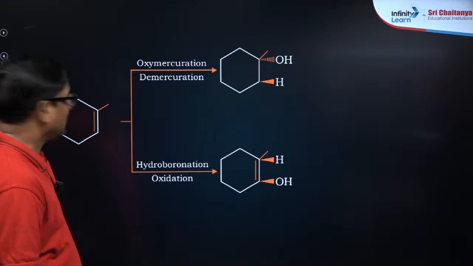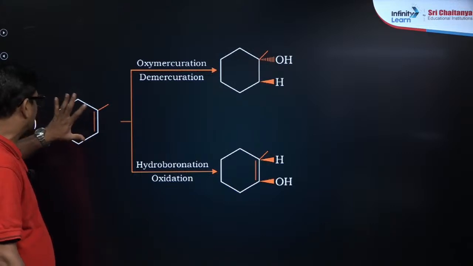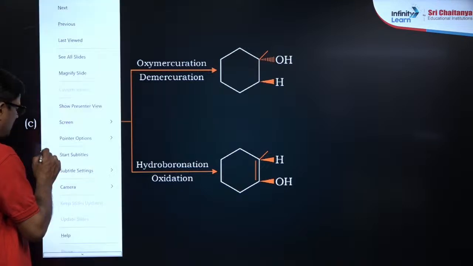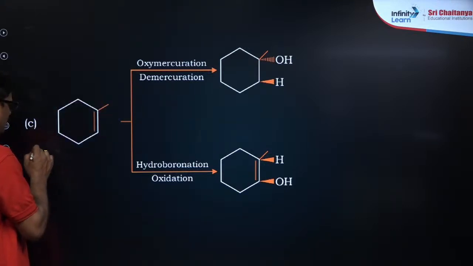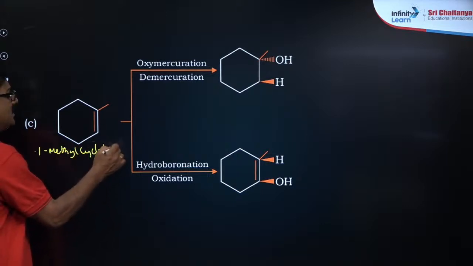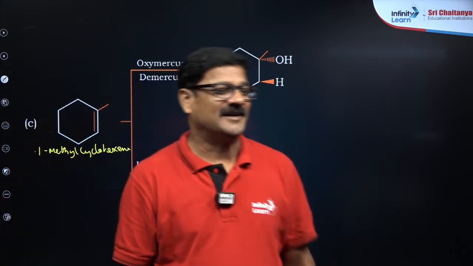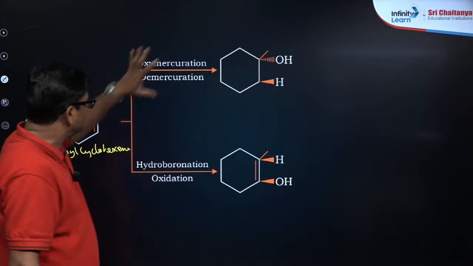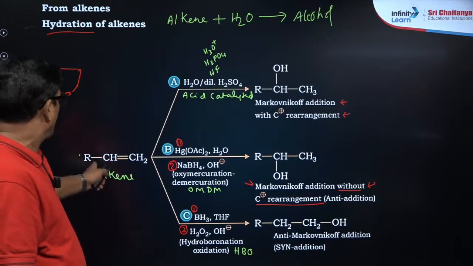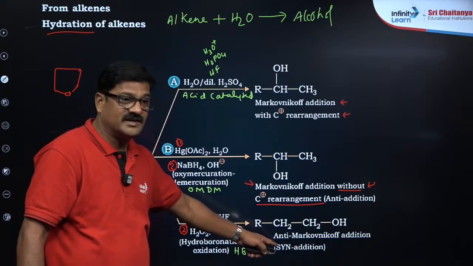Now you can see here, yes, Anushka, that's your doubt here. When this alkene, what is the name of the alkene here? The alkene name here, that is 1-methylcyclohexene. You can also say 1-methylcyclohex-1-ene, right? So when oxymercuration demercuration is done, when you see the previous one, oxymercuration demercuration is anti-addition and hydroboration oxidation is syn addition, right?